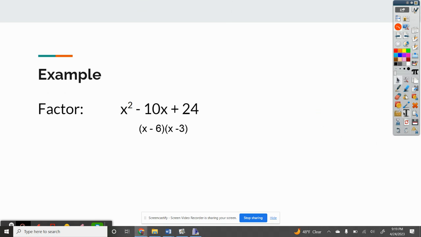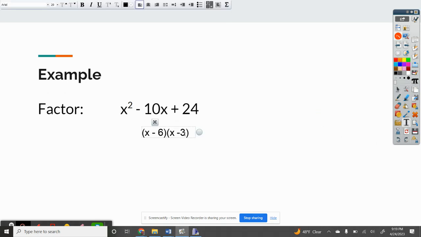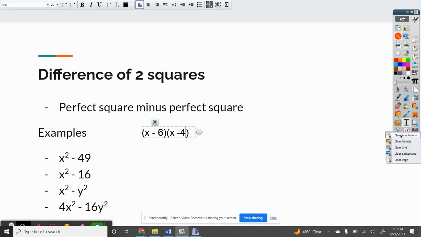So this answer is negative 6 and negative 3. The next one is not negative 6 and negative 3. It's negative 6 and negative 4, because those are two numbers that multiply to 24 and add to negative 10. All right, so those are, I guess you could say, the easy ones.